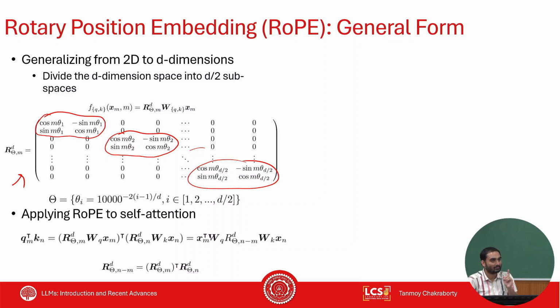Remember we also need to preserve all these properties, I mean the unique positional embeddings, the relative positions, and so on and so forth. And how do you determine this theta? Theta is essentially the same as in Vaswani's paper, 10,000 to the power minus 2 times i by d.